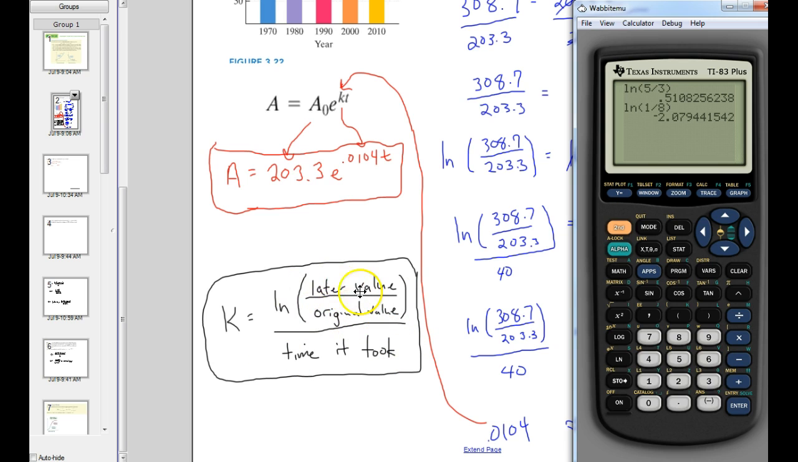So you're either going to have the top situation, an improper fraction, where you have a positive divided by positive, which means k is positive and you're growing. Or if the later value is smaller and it decreased, you end up with a negative number divided by a positive, which would make k negative, which means it's shrinking. So it all works out every time if you just use this formula: k equals the natural log of the later value divided by the original value, all divided by the time it took to change from one to the other.